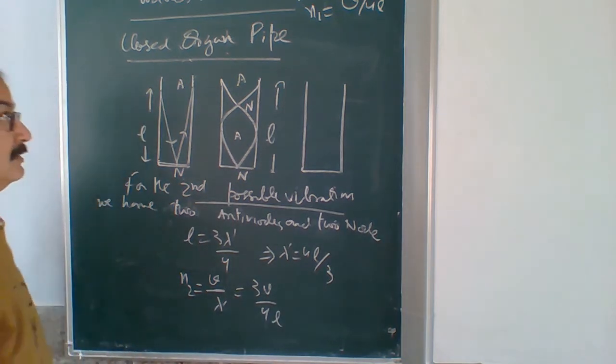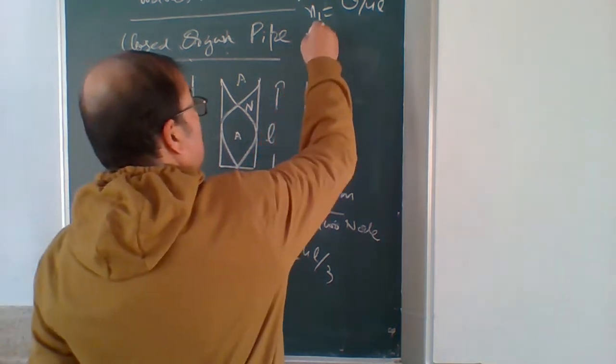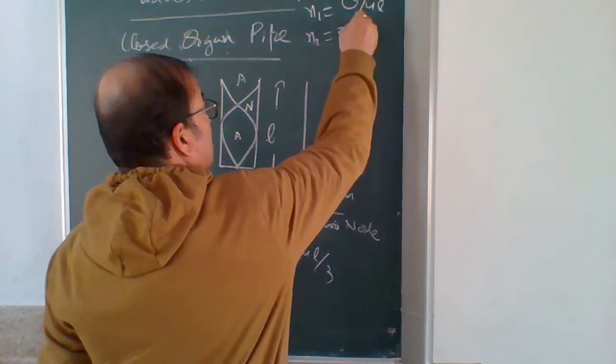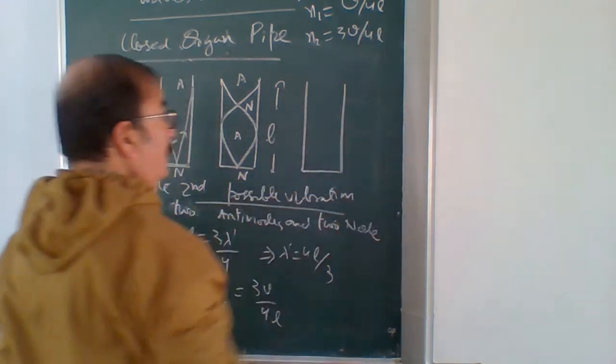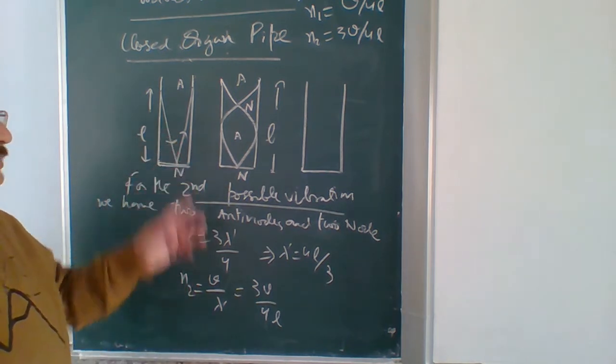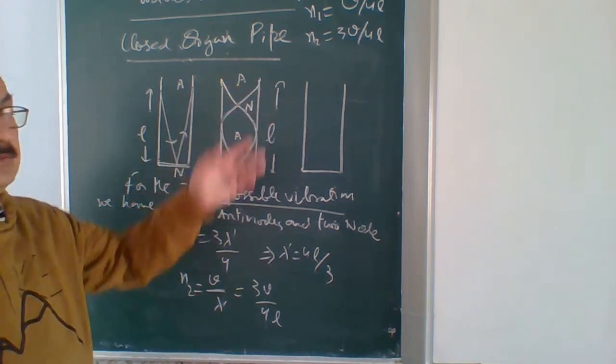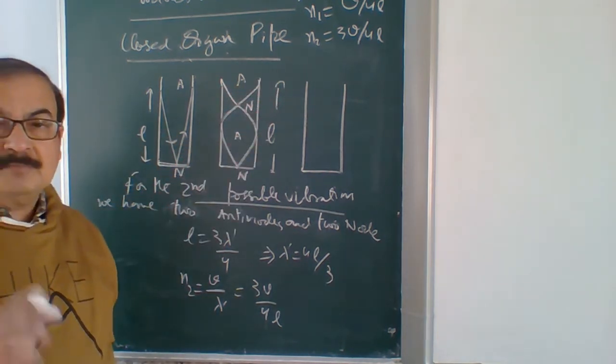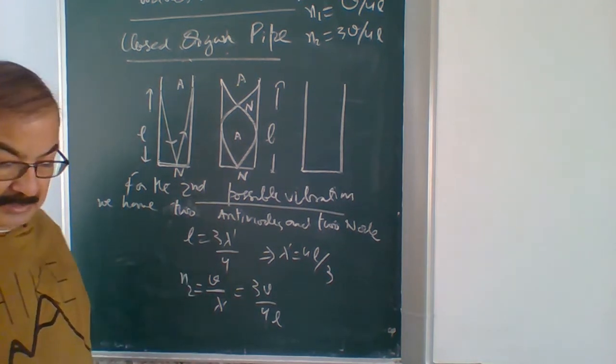This is your second one. N2, the next frequency, is 3V upon 4L. Velocity of sound in any medium is constant. The length of the pipe is also constant. That means N1 and N2 both are constant for a given pipe. Okay, ये दो चीज आ गया.